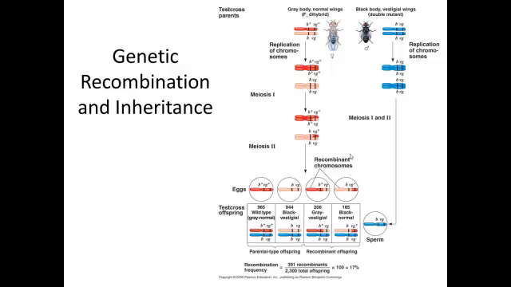Okay, that's it for this one. Make sure that you understand synapsis and crossing over in meiosis I, prophase I, specifically so that you can understand this idea of genetic recombination.